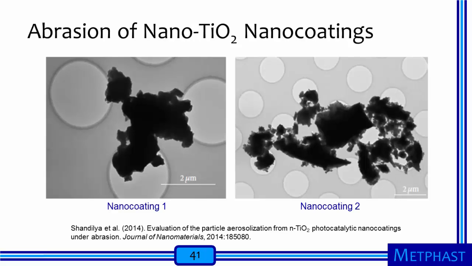The authors imaged particles that were sampled from the air during their tests. Examples are shown of a particle sampled from nanocoating number 1 on the left and one from nanocoating number 2 on the right. Particles observed from both nanocoatings were primarily agglomerates of smaller particles and were comprised of either the nanocoating or the substrate underneath. No free individual titanium dioxide nanoparticles were seen.